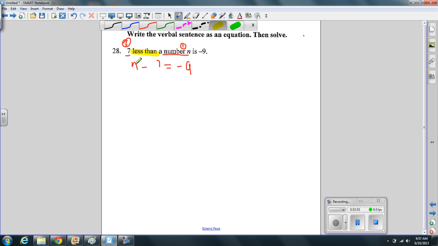So my goal, I want to get n all by itself. To do that, I'm going to add 7 to both sides. Negative 9 plus 7, n equals negative 2.